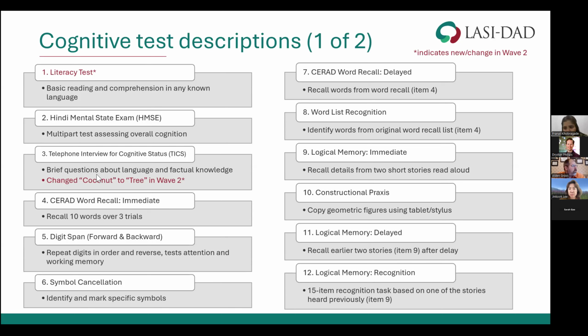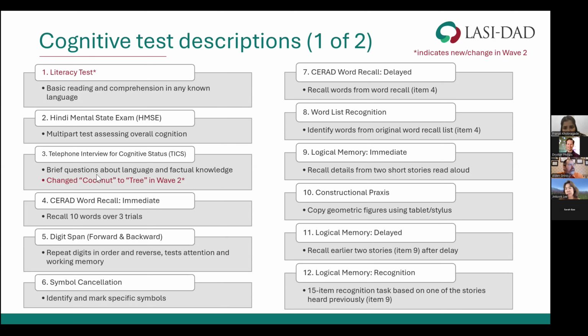Then we have symbol cancellation. This test measures attention by asking respondents to identify and mark specific target symbols. In wave 2, we administered the symbol cancellation test on a tablet rather than on paper. Because the tablet screen is smaller than the paper format used previously, we reduced the number of symbols displayed while maintaining the same symbol size to ensure comparability and readability. CERAD word recall, delayed.